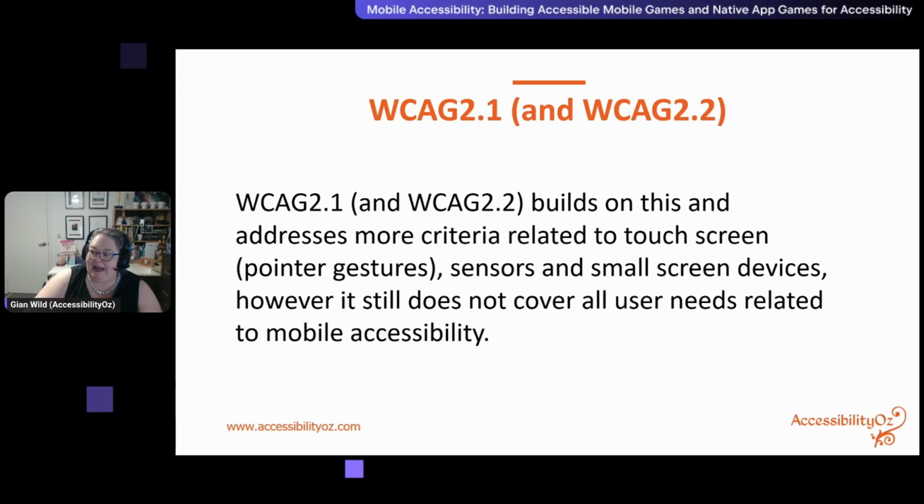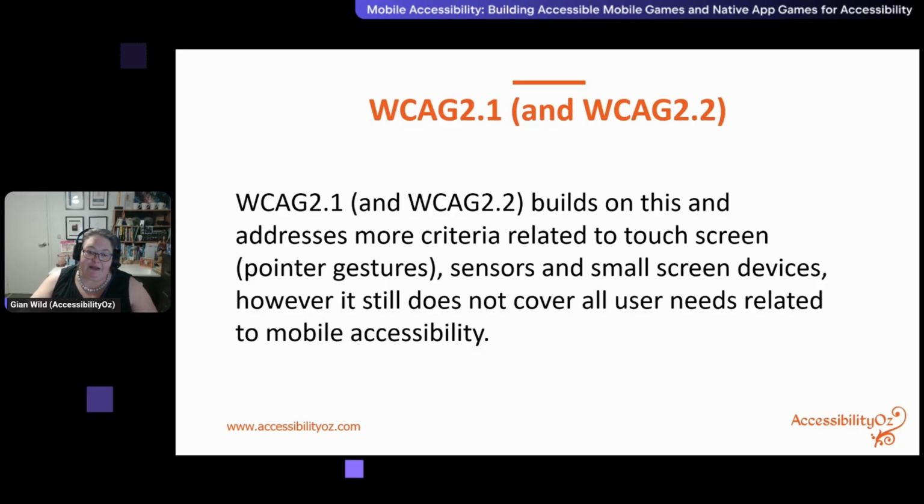And so that became patently obvious when 2.1 was released, because we had another big gathering at a conference, and we all found that there was one success criterion that we all agreed on, and that was that touch targets had to be a specific size. So the links had to be a certain height and a certain width. We all agreed on that. And yet WCAG 2.1 did have a touch target size requirement, but it was relegated to level AAA.